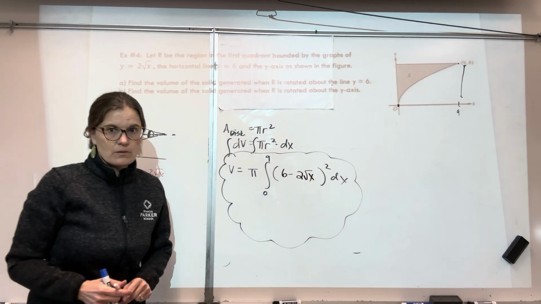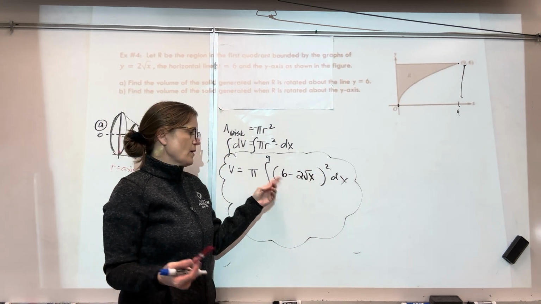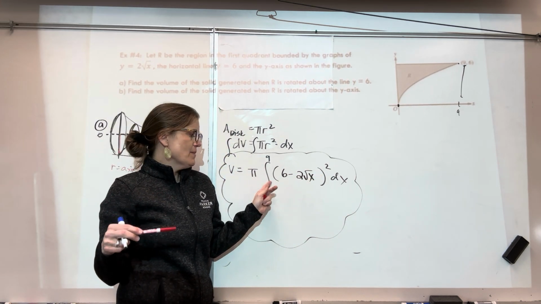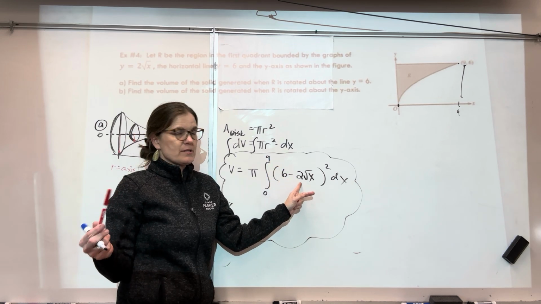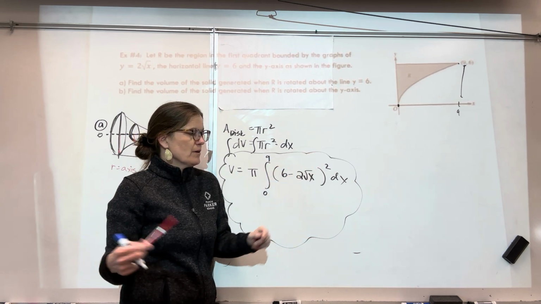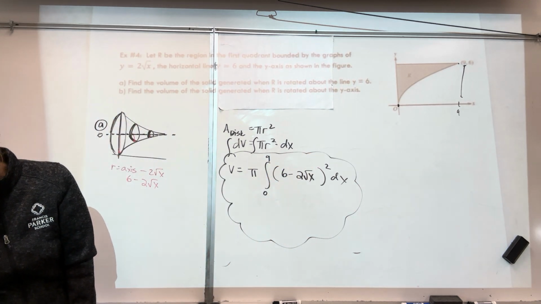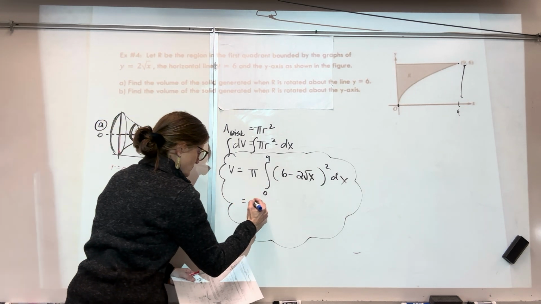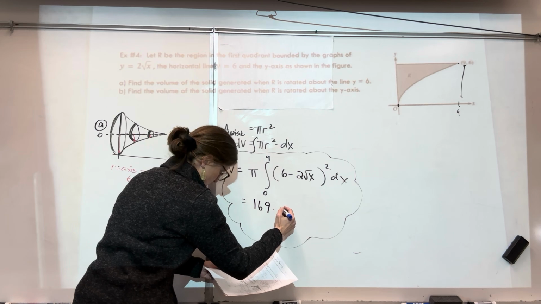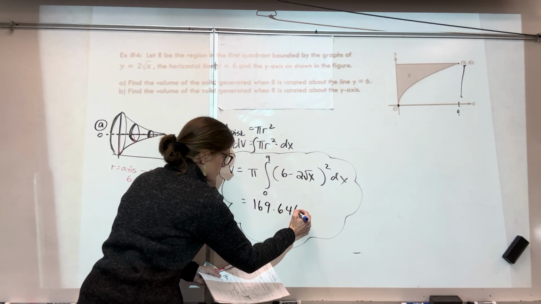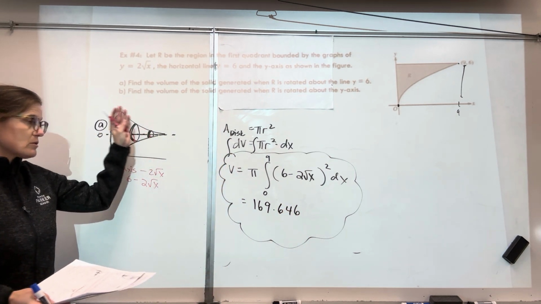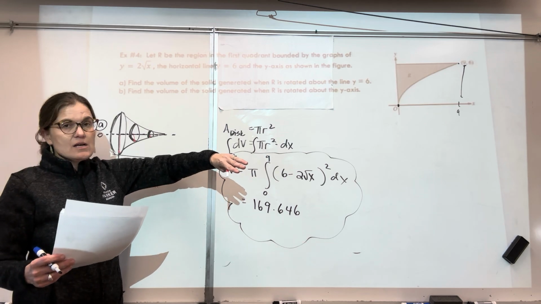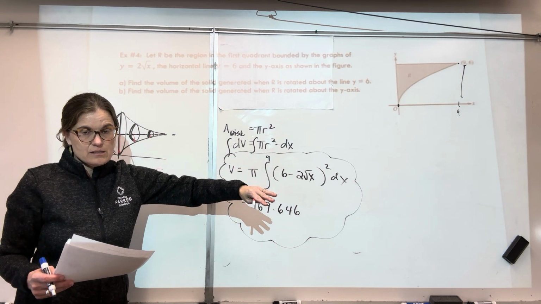radius. Okay. So if you have those typed in as your y1 and y2, you could just say pi, math 9, 0 to 9 of y1 minus y2, or vice versa, quantity squared. Final answer on that, it looks like you should get 169.646. Okay, and that was a nice vertical slice because we were rotating around a line parallel to the x-axis.